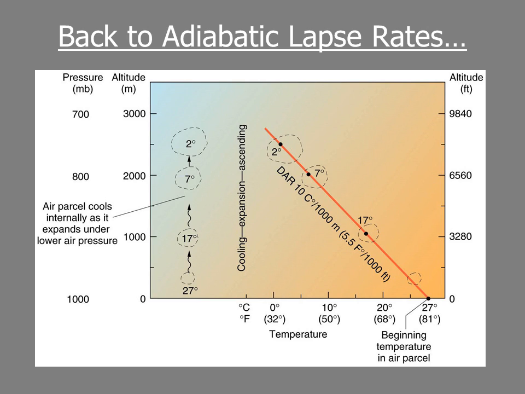Okay, adiabatic lapse rates. So here's the general idea. As you get higher in elevation, that's all this graph is telling you. So here's temperature, here's elevation. As you get higher in elevation, you get the dry adiabatic lapse rate. That's what DAR stands for, dry adiabatic lapse rate of 10 degrees Celsius per 1,000 meters, or 5.5 degrees for every 1,000 feet. We're going to simplify that and just call that 5 degrees every 1,000 feet. So what that means is as we get higher in elevation, we cool off 5 degrees Fahrenheit for every 1,000 feet that you go up.